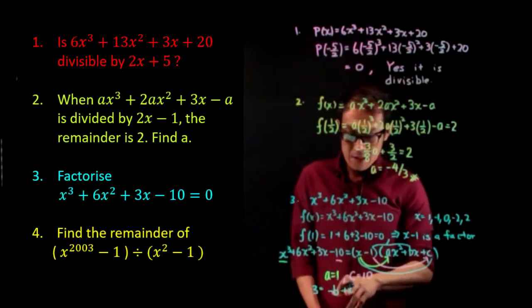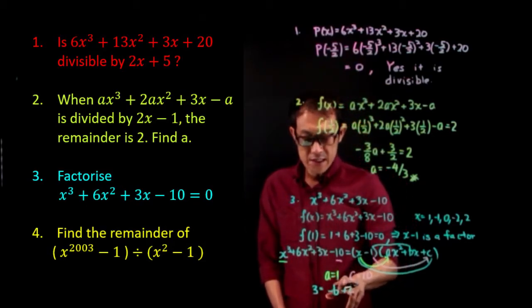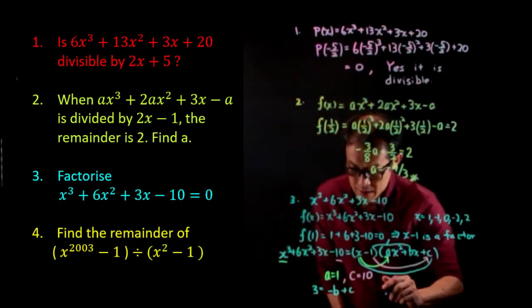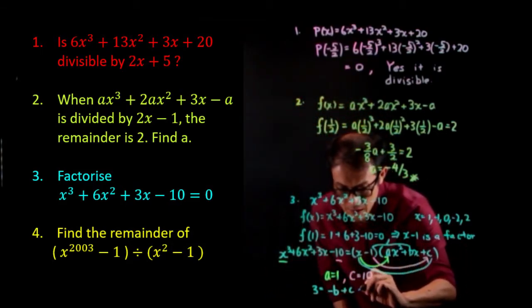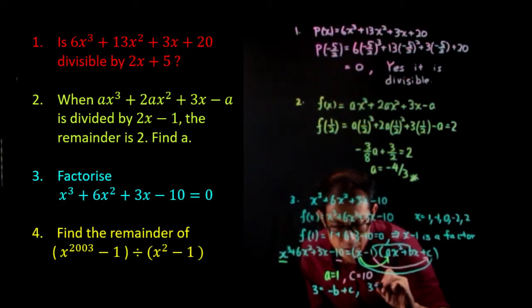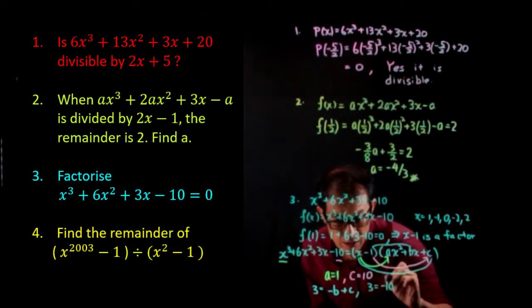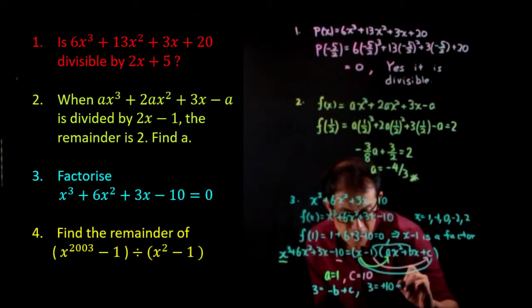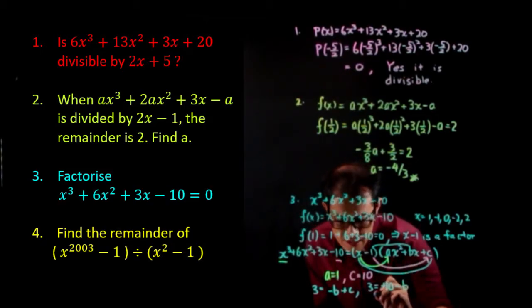But what is c? c is 10. Alright? So you will have 3 is equal to minus 10 or plus 10 minus b. Okay, so b is 7. b is equal to 7.